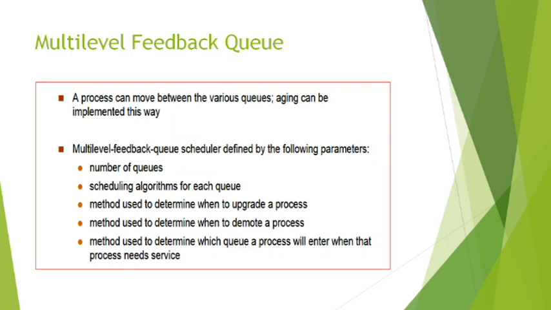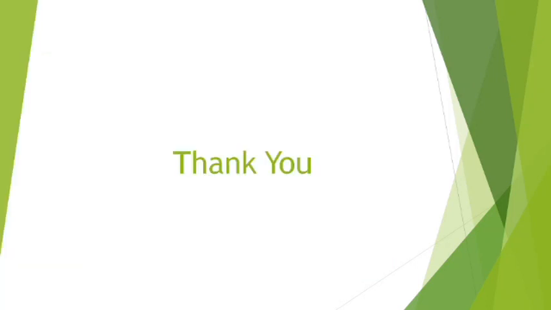Multi-level feedback queue. A process can move between the various queues. Aging can be implemented this way. A multi-level feedback queue scheduler is defined by the following parameters: number of queues, scheduling algorithm for each queue, method used to determine when to upgrade a process, method used to determine when to demote a process, and method used to determine which queue a process will enter when that process needs service. Thank you so much.